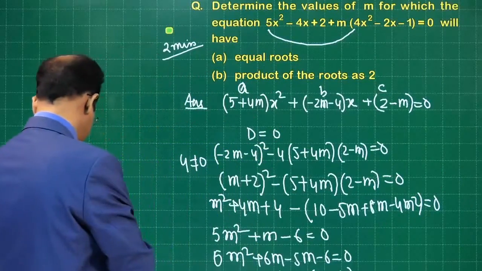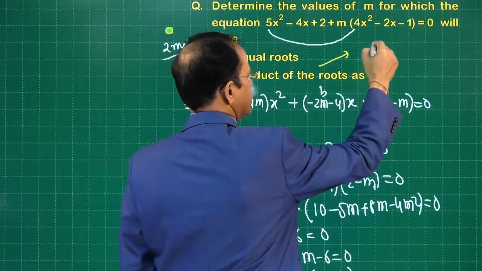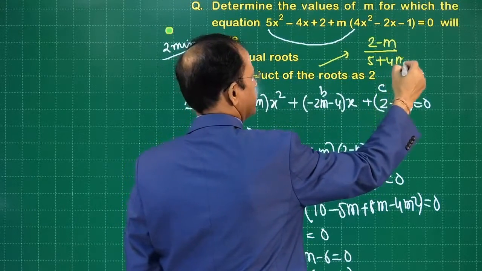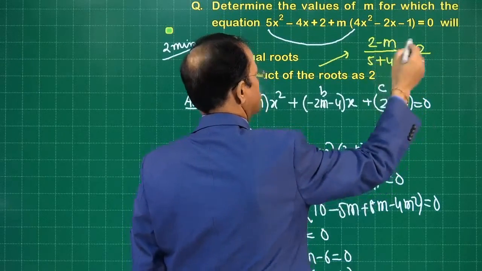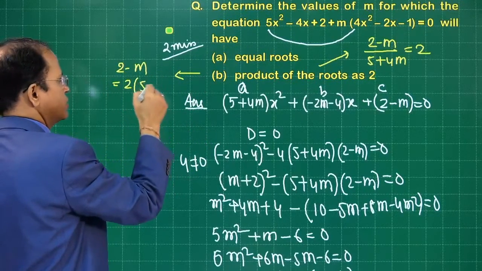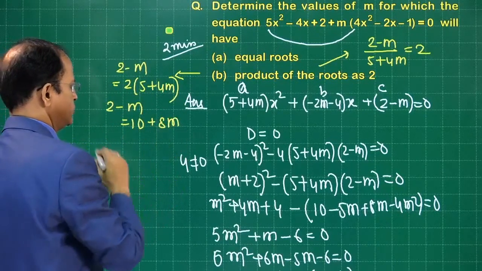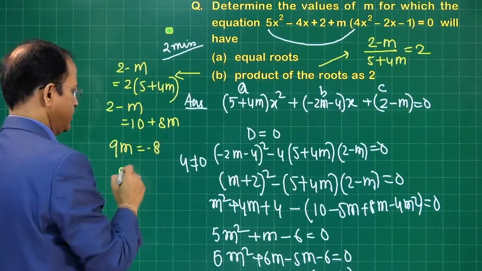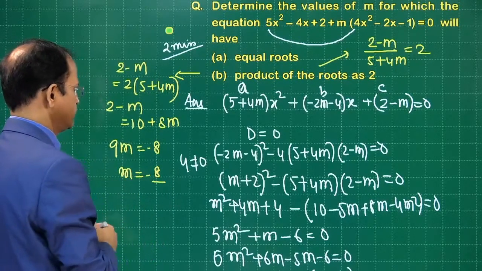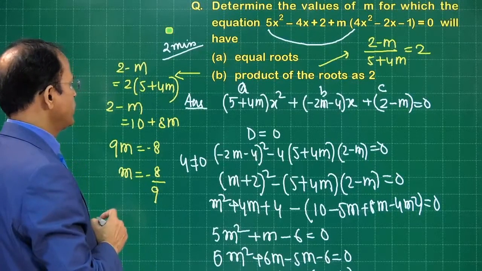Then you can see the second part. The product is 2. So we have C by A, (2 − m)/(5 + 4m), is equal to 2. So we can just do the calculation now. This is 2 − m is equal to 2 into (5 + 4m), 2 − m is equal to 10 + 8m, which gives 9m is equal to −8. So m is equal to −8 by 9. Got it? Hopefully this is okay to everyone. Yes, let me know if it is fine.